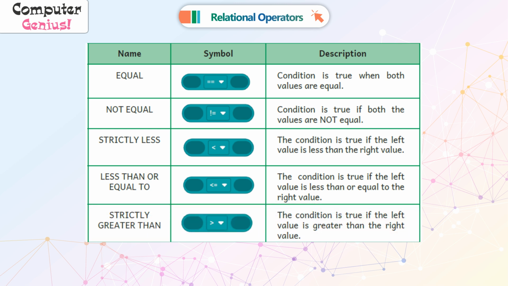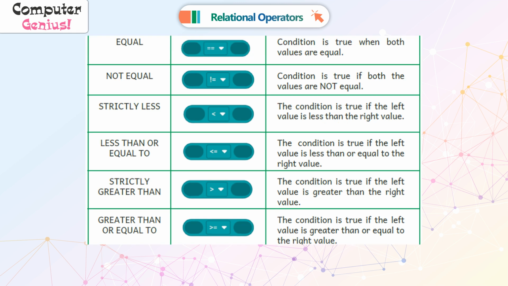Strictly greater than: the condition is true if the left value is greater than the right value. Greater than or equal to: the condition is true if the left value is greater than or equal to the right value.